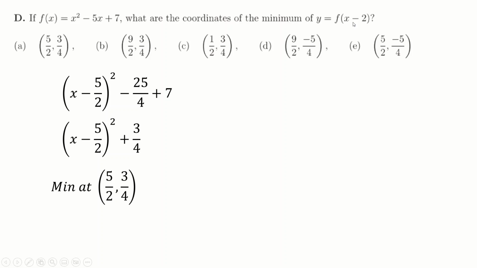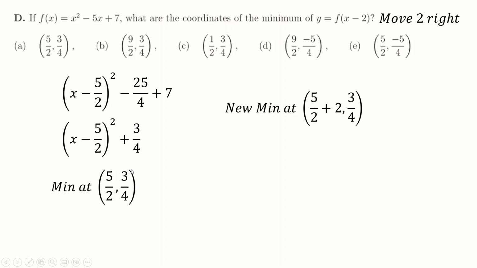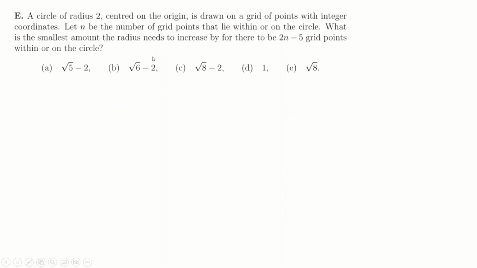This graph transformation moves it 2 places to the right. So move the minimum point 2 places to the right. So leave the y coordinate alone, just add 2 to that coordinate. This is, of course, 4 over 2, added to that to make 9 over 2, and that's our new turning point. Very easy question. E, much more interesting question.